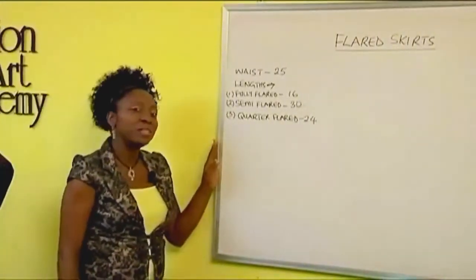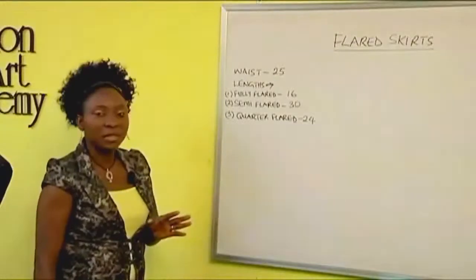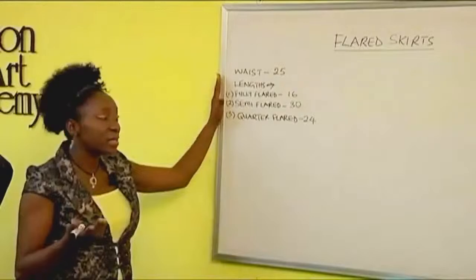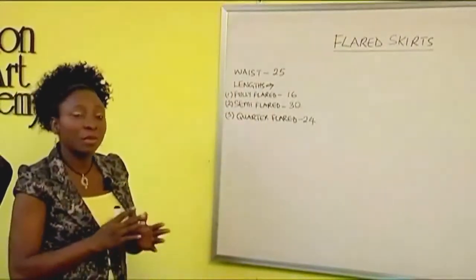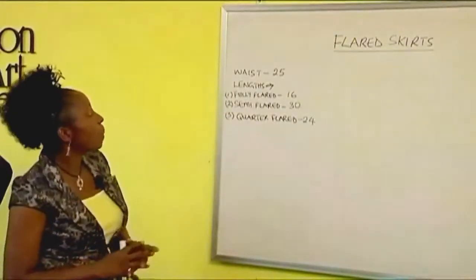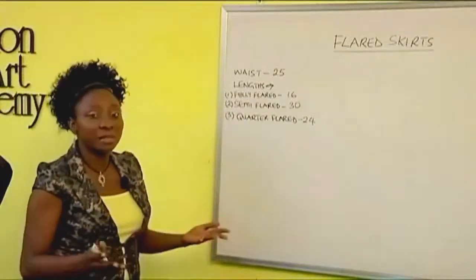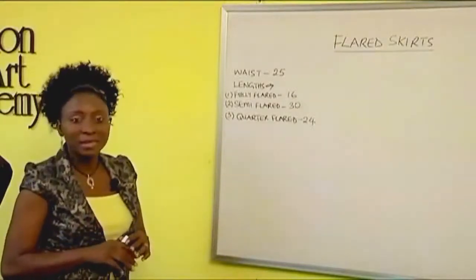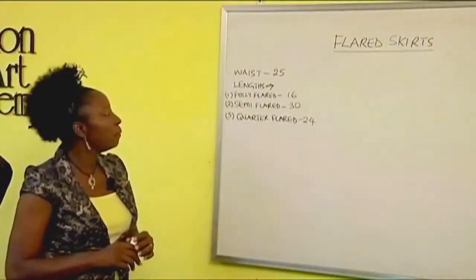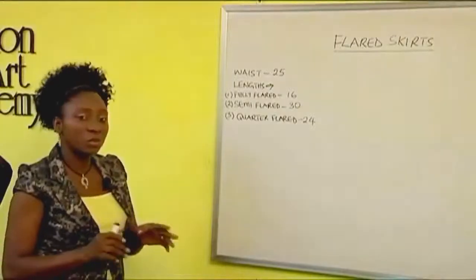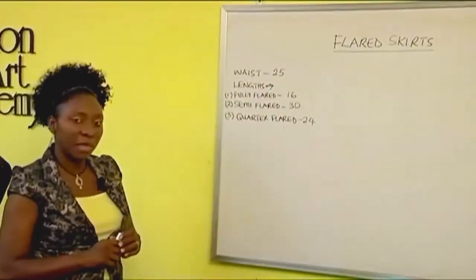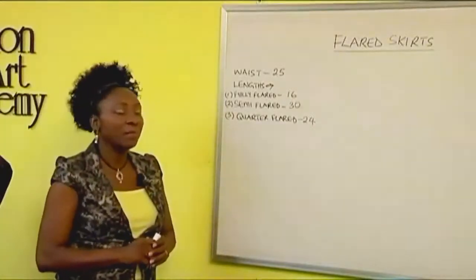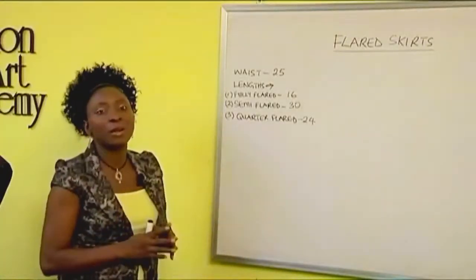These are the measurements we're going to use to make our skirts. We have the waist, a known measurement, which is 25 inches. We have three different lengths here to practice with. For the fully flared, we're going to use a mini length of 16 inches. Then the semi-flared length is going to be quite long, so we'll use 30 inches. The quarter flared we'll use as 24 inches. We have these varied lengths so that you can play around with them.